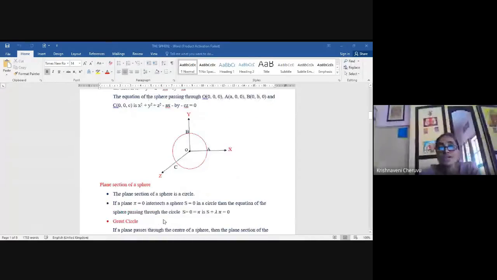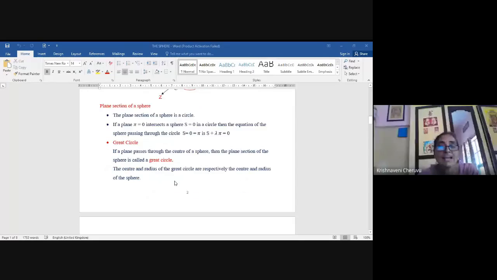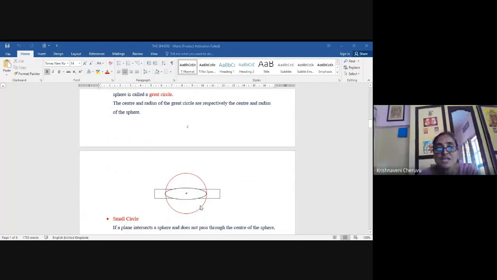Now you are coming to the other part here, that is the plane section of a sphere. Plane section of a sphere means when a plane intersects a sphere, you get a circle. That is called the plane section of a sphere. I'll show you here. See here, this is a sphere, girls, and this is the plane. When this plane intersects the sphere, you get a circle. This circle is called the plane section of a sphere. That means when a plane and a sphere intersect, you get a circle.